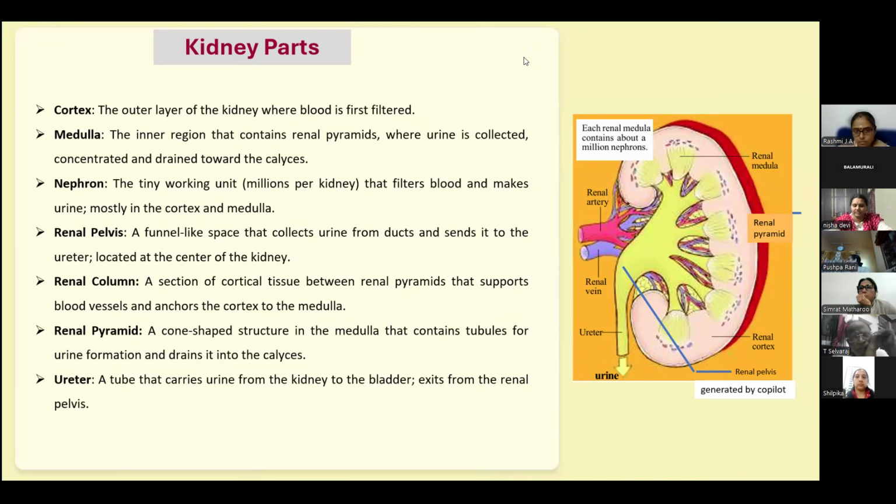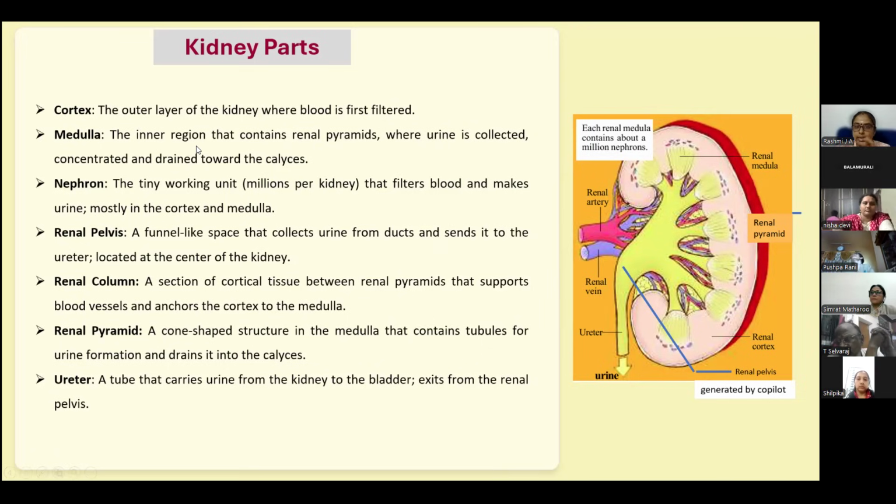Then the cortex is the outer layer of the kidney. So the kidney has two layers. One, the cortex, is the outer layer, where the blood is first filtered. Each and every layer of the kidney does its own function in removing the waste or excess material from the blood, and it converts it into urine.